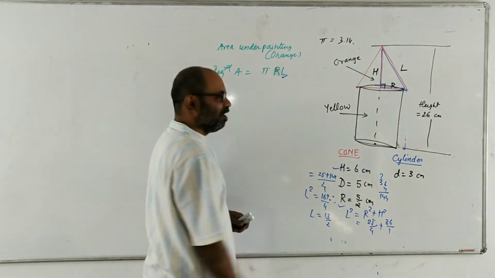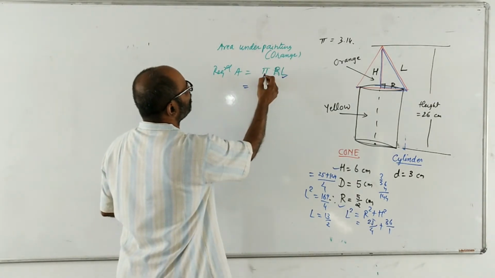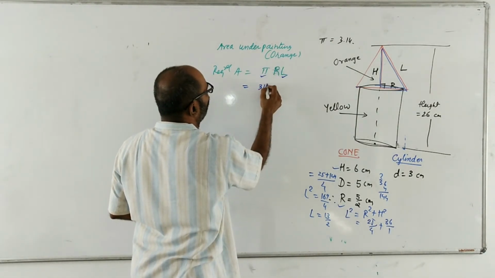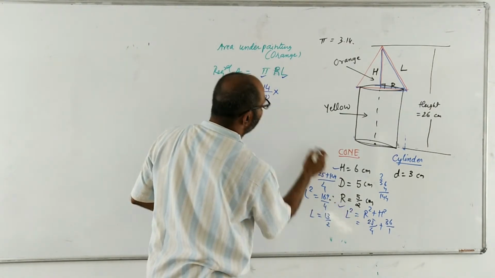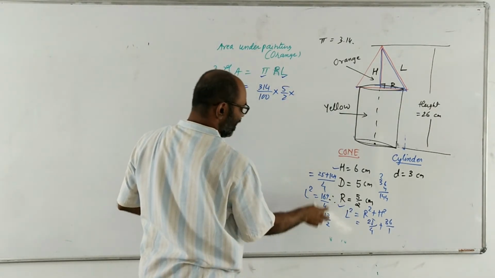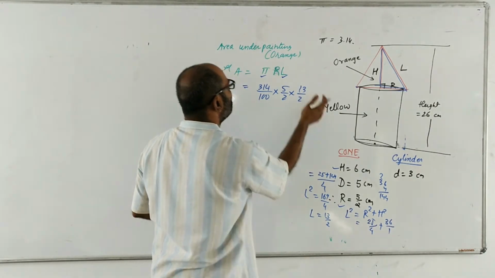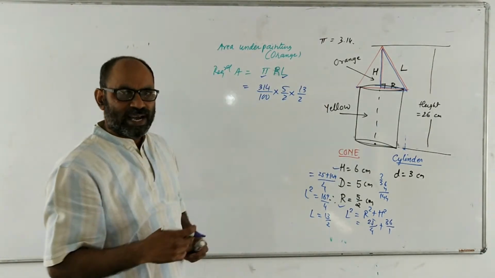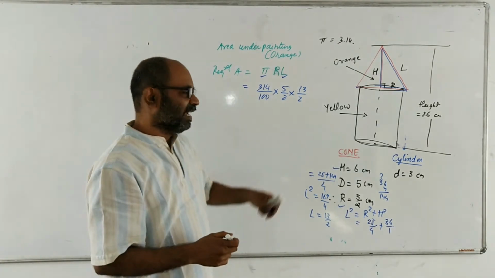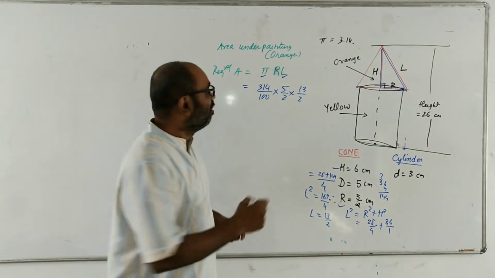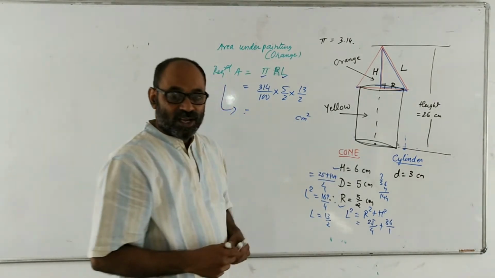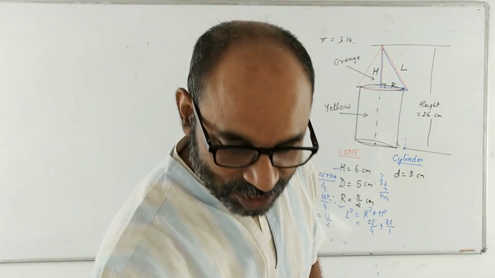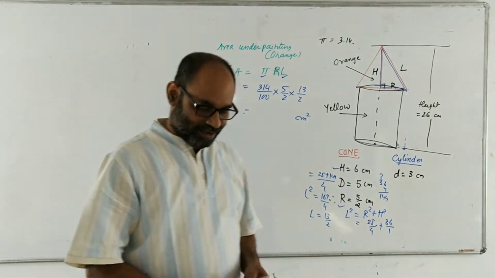Alright, now you got the value of L. Put the values. You are supposed to take 3.14. So 3.14 upon 100, capital R 5 by 2. ठीक है. And L 13 by 2. Bas, whatever is the product after a little bit of simplification, that is your answer. Required area जो भी होगा centimeter square. So much is the area in which orange paint is applied.